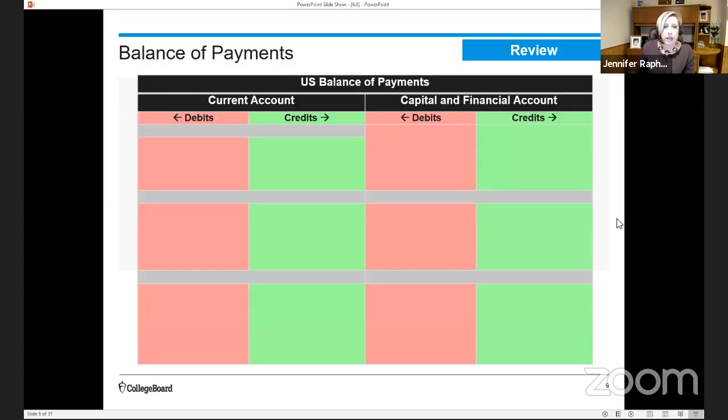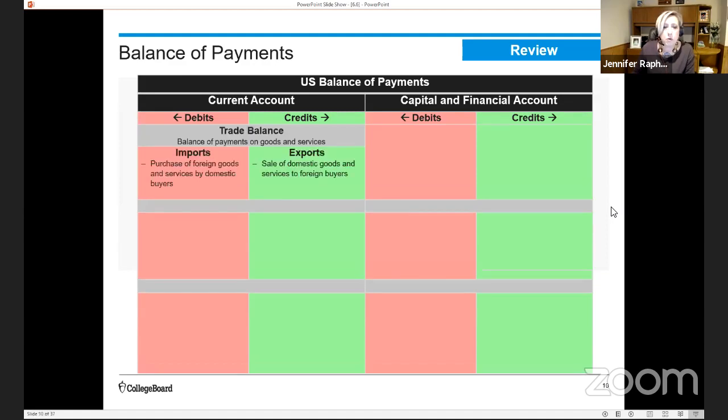All right, so we're going to get into a little bit of review from what you did earlier, actually late last week, when you learned about the balance of payments. So we've spent most of our time so far talking in terms of international trade about imports and exports. And we want to remember that when we're looking at the balance of payments, we're looking at the current account and the capital and financial account, and that debits represent money leaving the country. And so imports, which is the purchase of foreign goods and services by domestic buyers, represents money leaving the country and going to the country where those goods and services were produced. So imports represents a debit to the current account.